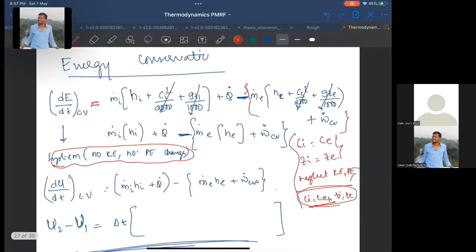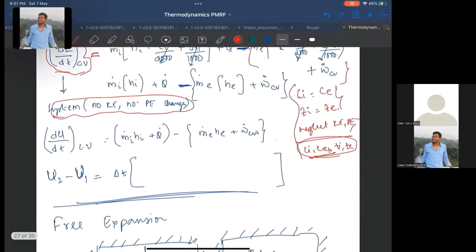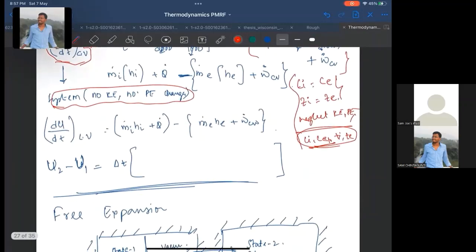And now if we are considering no kinetic and potential energy changes for the system, then we have seen that E can be replaced by U and the equation becomes this. So U2 minus U1, so after a specific time, if you want to find the internal energy, then U2 is equal to U1 plus delta t into this factor.